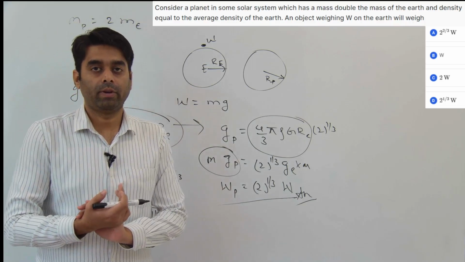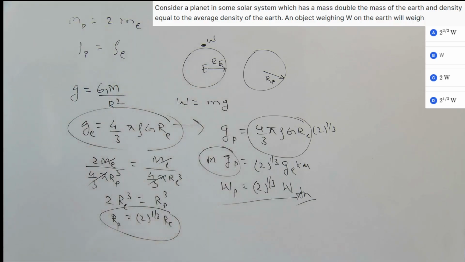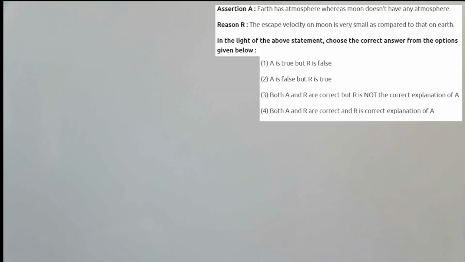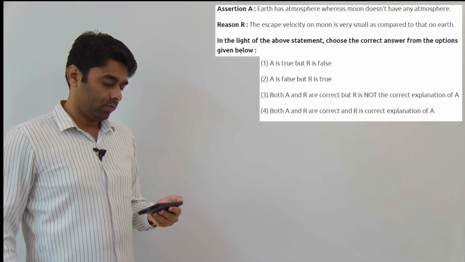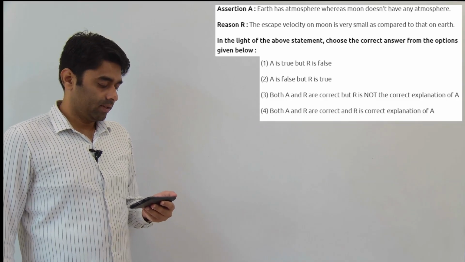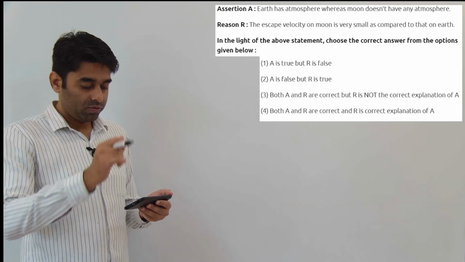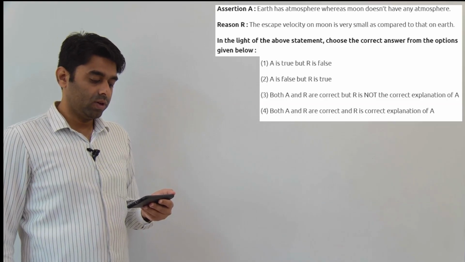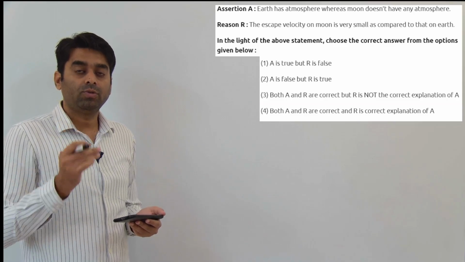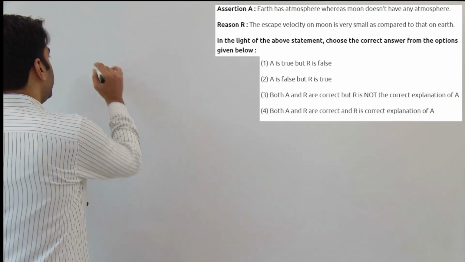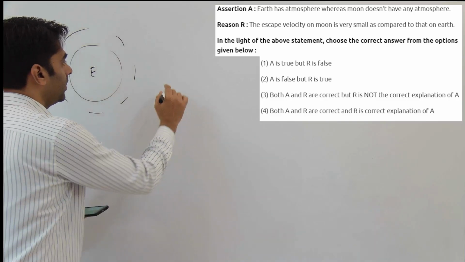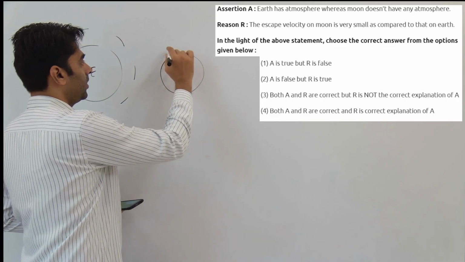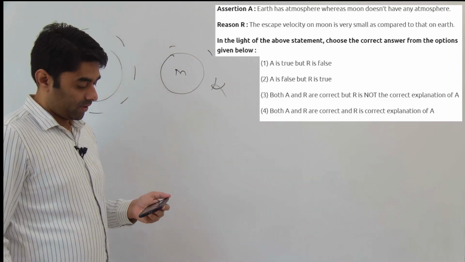Let's look at the next question. This is an assertion-reason question. Statement 1 says Earth has an atmosphere, whereas the Moon does not have any atmosphere. This is factual information, which we should know. Earth has a layer of atmosphere, whereas the Moon does not have any atmosphere layer over it. Fine, this is a correct statement.